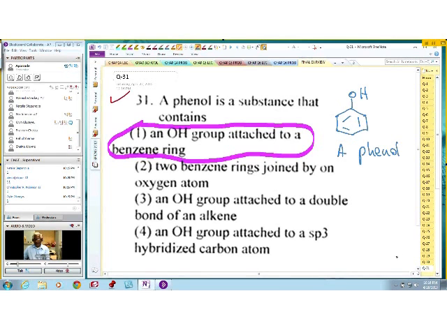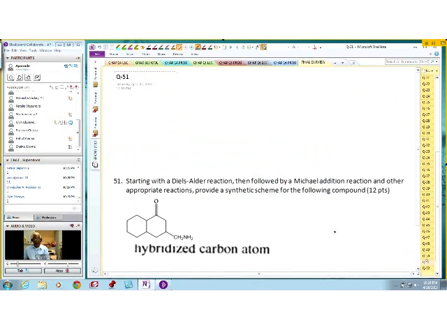At this point, let us now go to synthetic design. Question 51. I think we've had enough of multiple choice by now. Lorna, go ahead and read this for us. Starting with a Diels-Alder reaction, then followed by a Michael addition reaction and other appropriate reactions, provide a synthetic scheme for the following compound.